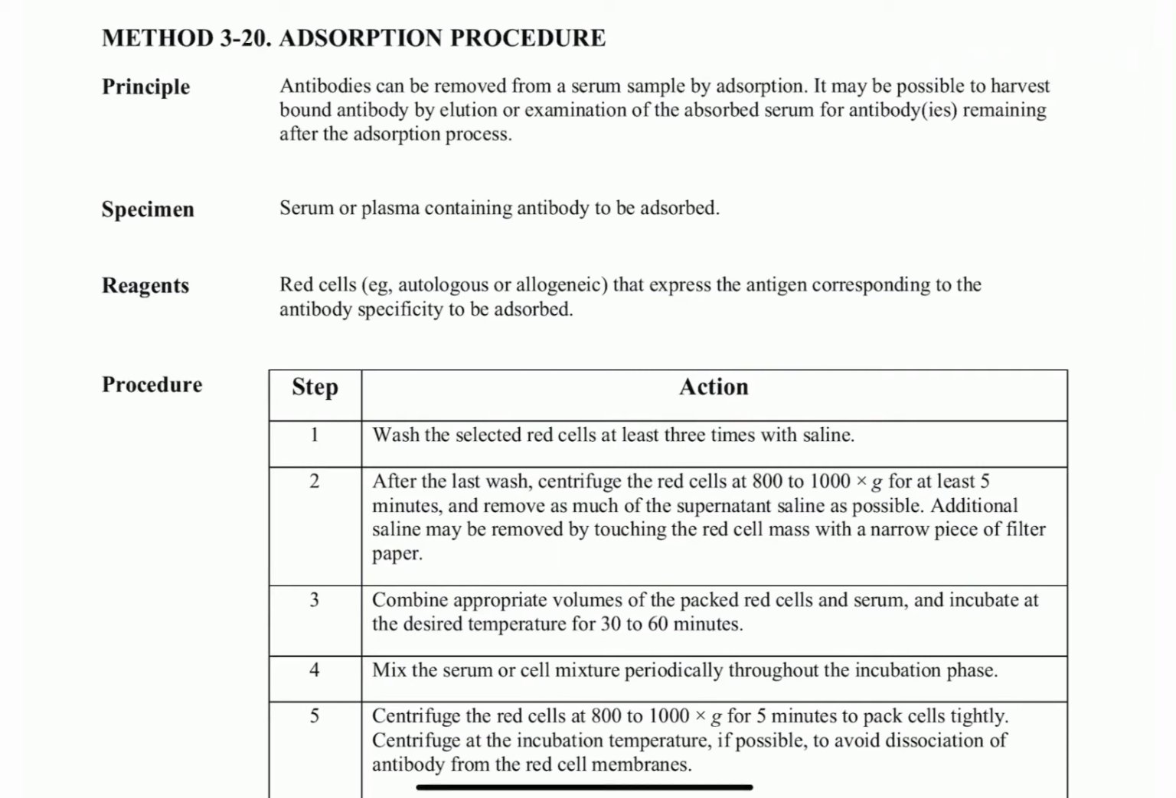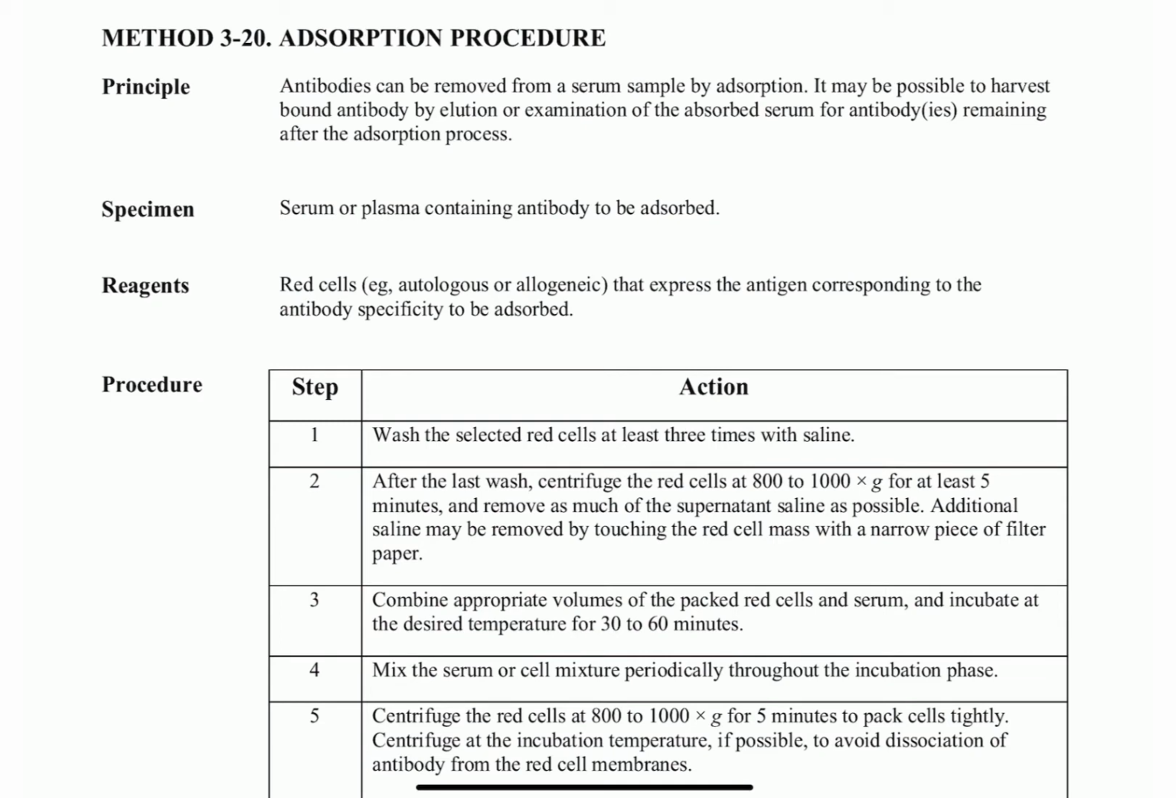2-20, the adsorption procedure. Antibody can be removed from a serum sample by adsorption onto red cells that express the corresponding antigen. After the antibody attaches to the membrane-bound antigens, the antibody remains attached to the red cell when serum or plasma and cells are separated. It may be possible to harvest the bound antibody by elution or examine the adsorbed serum or plasma for antibodies remaining after the adsorption process.